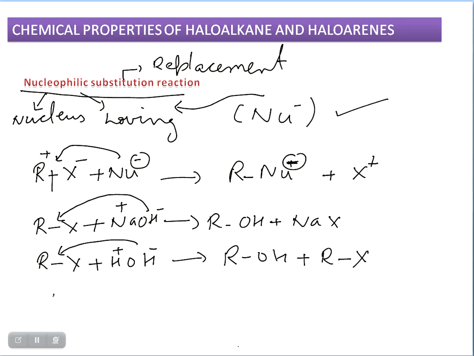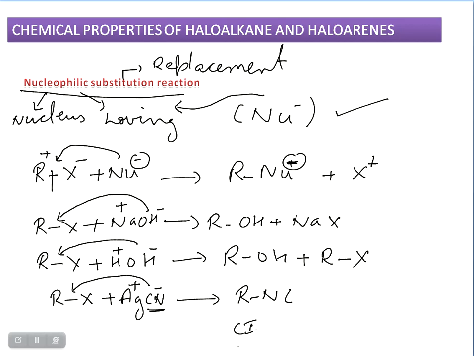Next important example is RX plus AgCN. You can see silver cyanide. This is the positive part and negative part, it will come here. Cyanide is there, but in the product what will form? R-NC, isocyanide will be formed. Okay, guys, so this is the byproduct.